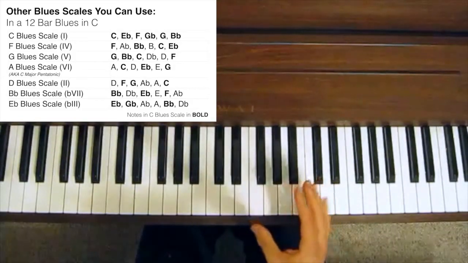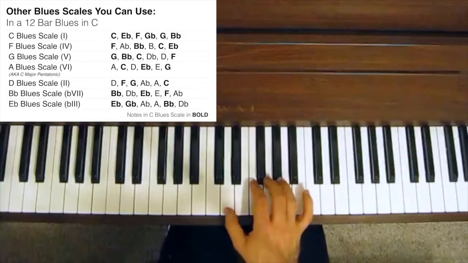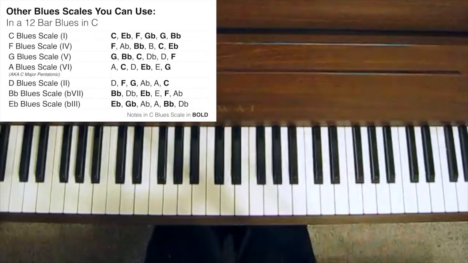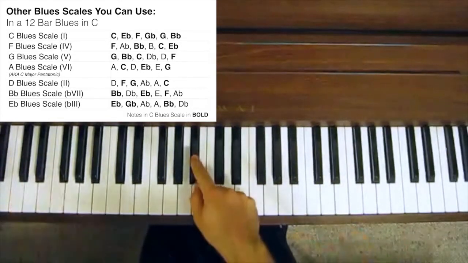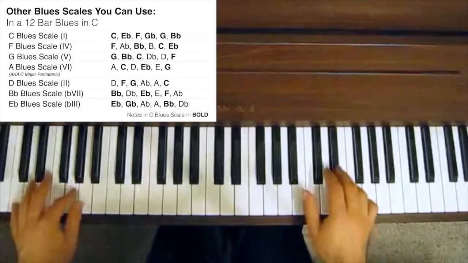But again, that's a bit more of a stranger sound, but you can use a D blues scale over a C 12-bar blues. Another one you can use is the B flat blues scale, and that sounds like this.